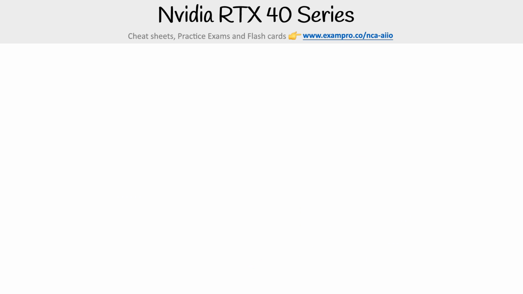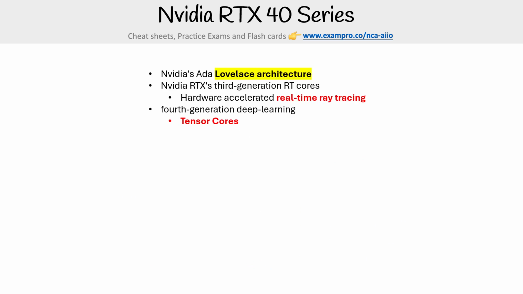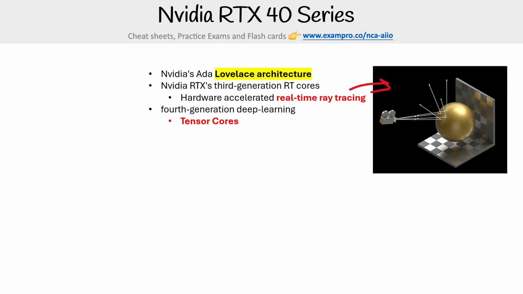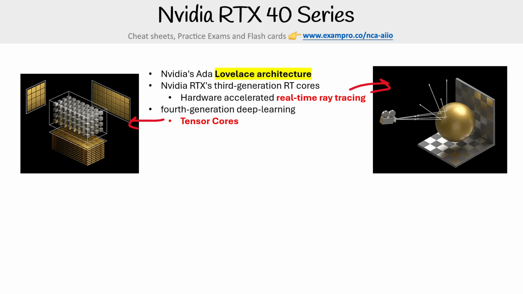But let's talk about my card, what's in it. It is utilizing the Lovelace architecture, or Ada Lovelace architecture. That is basically the design of the card, or the chip. We'll talk about that in a moment. And it features RTX 3rd generation RT cores, which is for ray tracing. That's great for video games, obviously. And then it has 4th generation deep learning tensor cores, and tensor cores are what you need when you are working with ML.